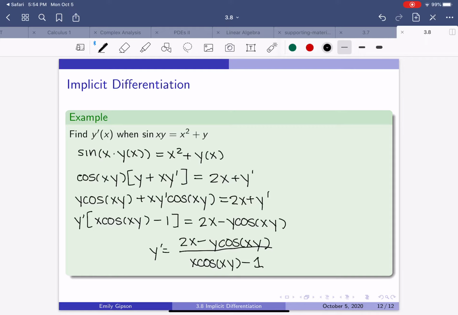So this one was kind of a complicated example. We had to use the chain rule, we had to use the product rule, and we're doing implicit differentiation. But this is the sort of question that you can expect to be asked of you on maybe an exam.